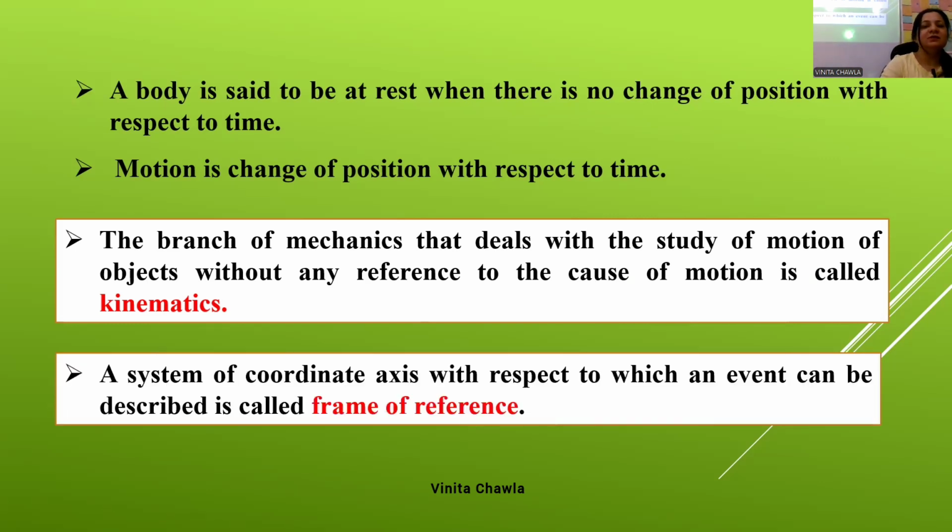And a system of coordinate axes with respect to which an event can be described is called frame of reference. So frame of reference can be anything. We can choose frame of reference as per our convenience. You can choose yourself as a frame of reference as well. I can consider myself as frame of reference. If I am the frame of reference, then I will find the relative distance of all the students who are sitting here with respect to me. You can choose a moving reference frame as well. You can choose a frame of reference which is at rest. Any frame of reference can be chosen.